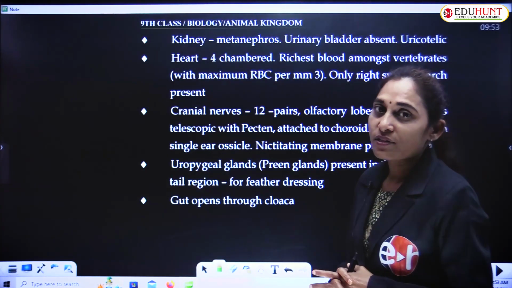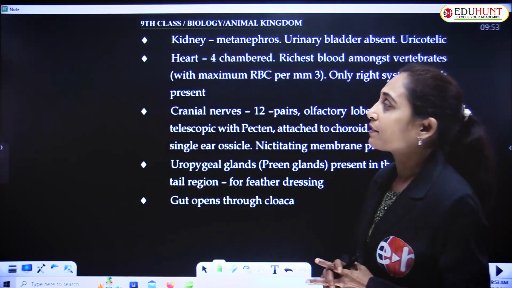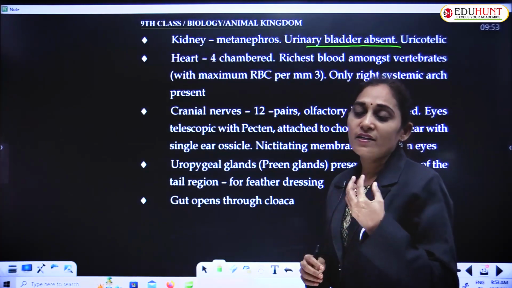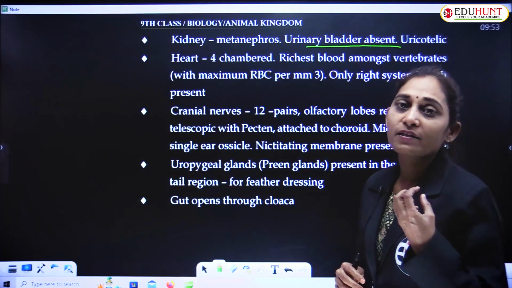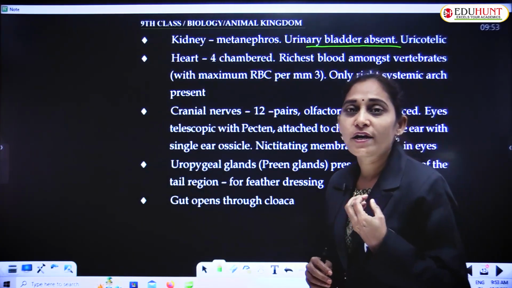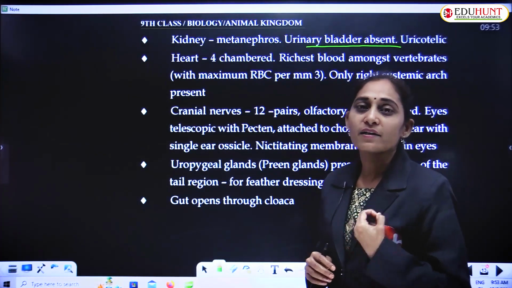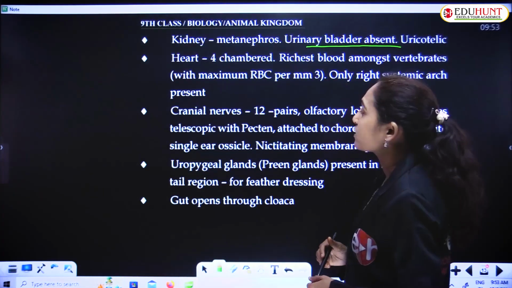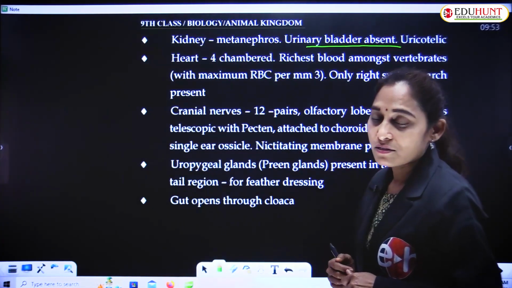Kidney is metanephros, and the urinary bladder is absent, because the urinary bladder stores urine. If it stores, the body weight increases. To avoid that, they do not possess a urinary bladder, and these are uricotelic animals.